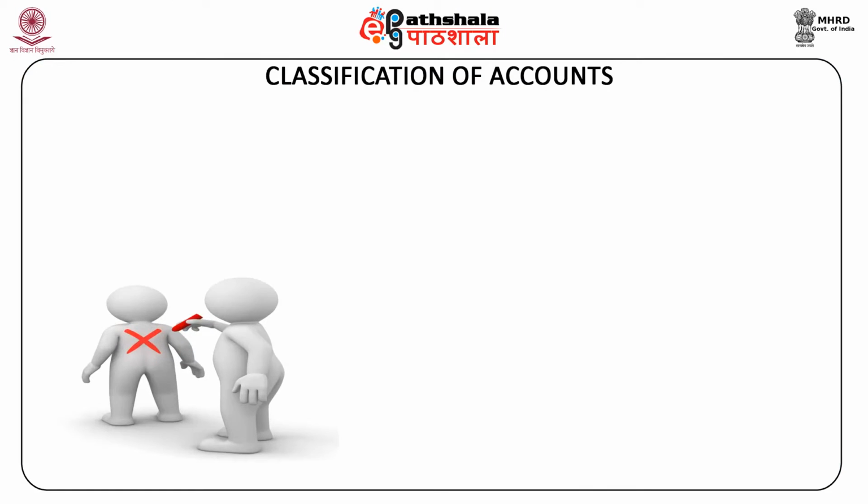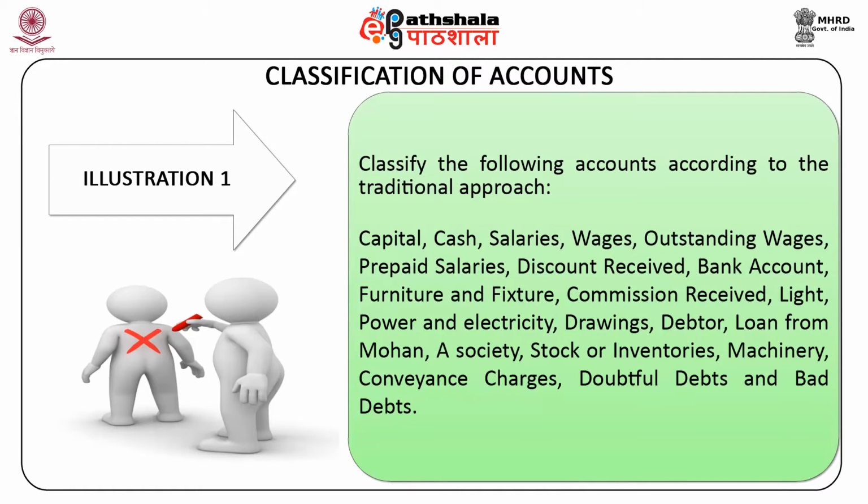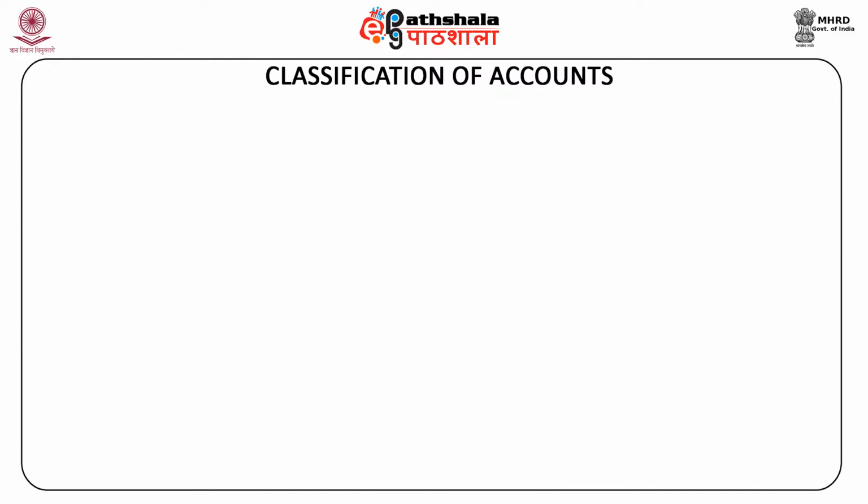The illustration for this is like Illustration 1. Classify the following accounts according to the traditional approach: capital, cash, salaries, wages, outstanding wages, prepaid salaries, discount received, bank account, furniture and fixture, commission received, light, power and electricity, drawings, debtor, loan from Mohan, a society, stock or inventories, machinery, conveyance charges, doubtful debts and bad debts. Now, doing the classification of these accounts.